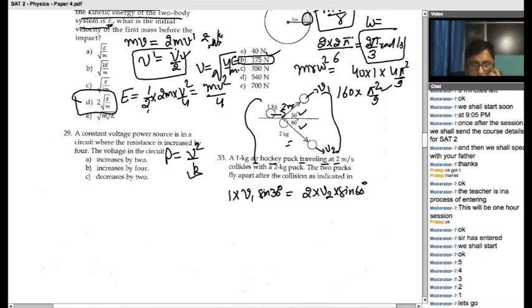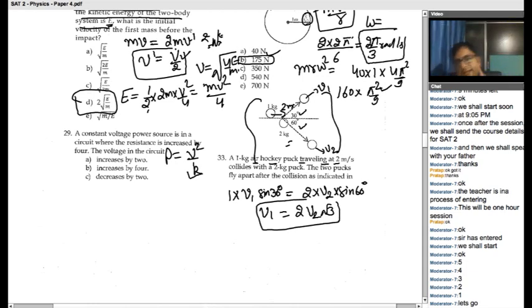So v1 is equal to 2 v2 root 3. That is the relation number 1 which you will get.